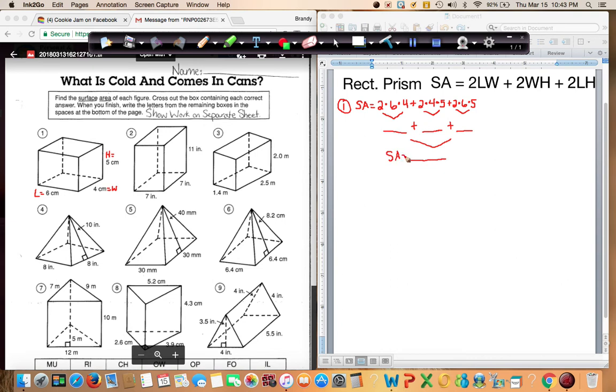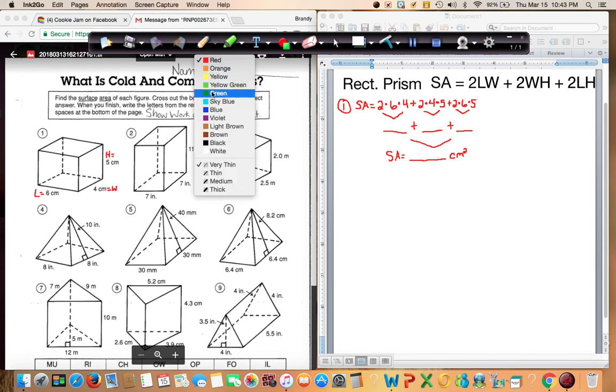Alright? And since, what are we dealing with here? We're dealing with centimeters. This is going to be centimeters squared. Remember, if we're looking for area, it's squared. Volume is going to be cubed. But this whole sheet is surface area, so we don't have to worry about going back and forth.